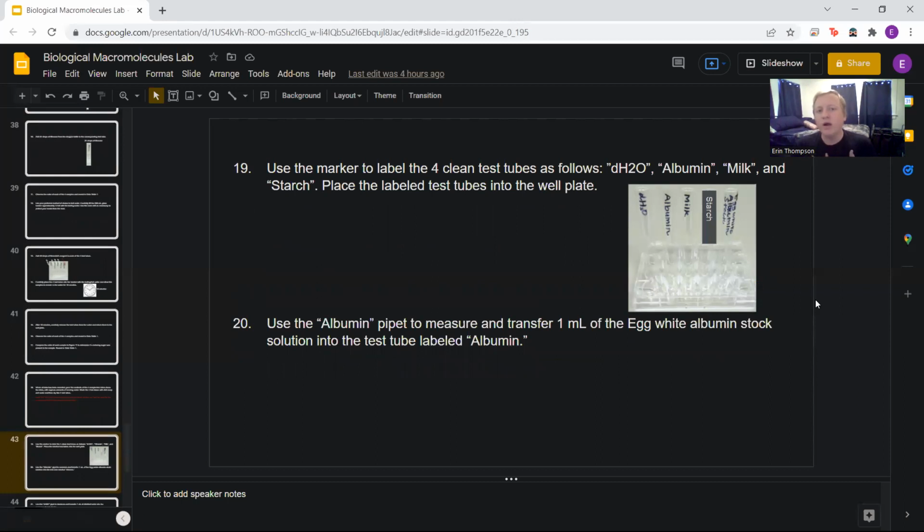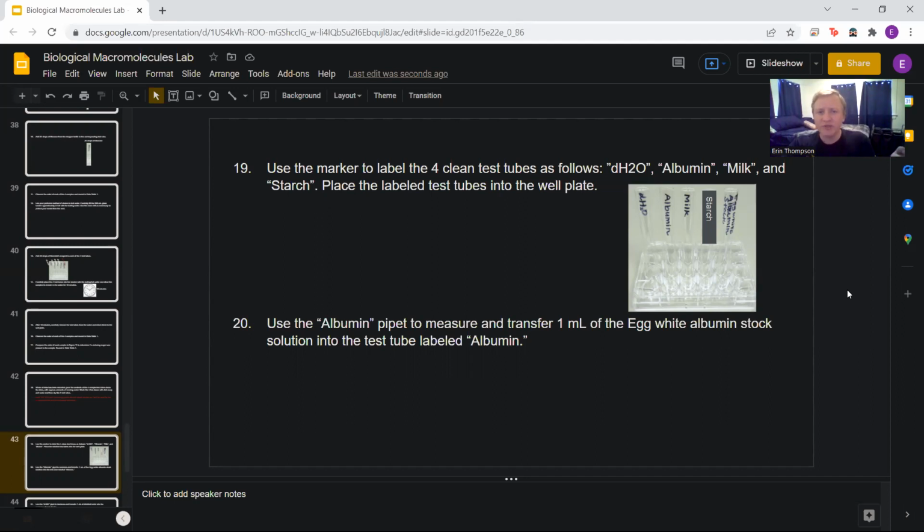Okay, so you're going to use the same 4 test tubes, except you're going to label one starch this time. Which one did we replace? Oh yeah, so instead of glucose, we're going to be testing starch this time. Use the albumin pipette to get 1 ml of albumin from your stock and put it into the albumin tube. Hopefully it's clear why we did this: we're using albumin for more than one thing, and we don't want to have to remake it every single time.